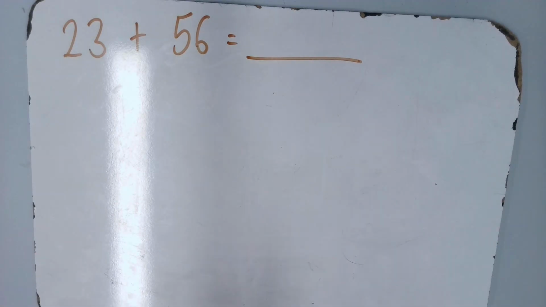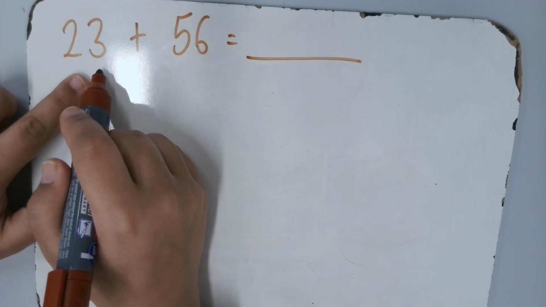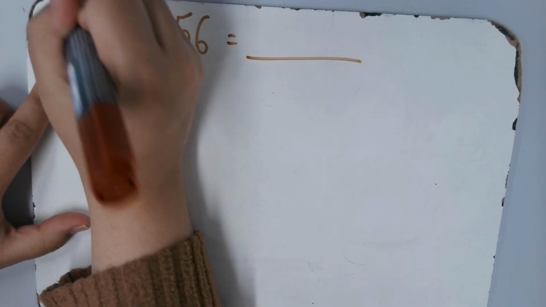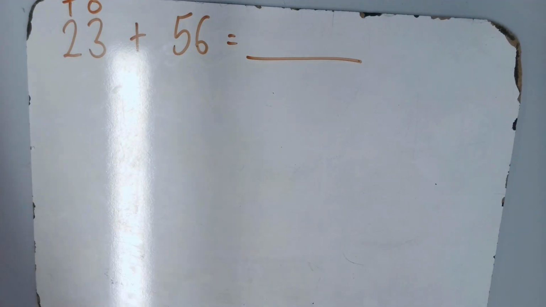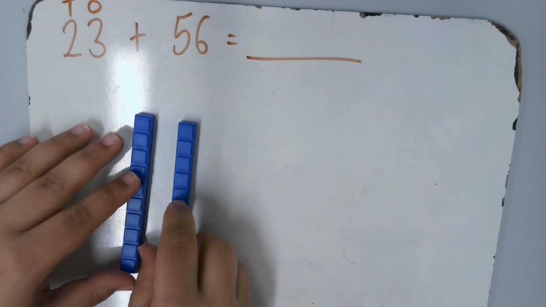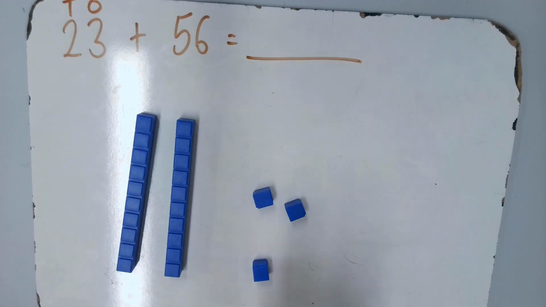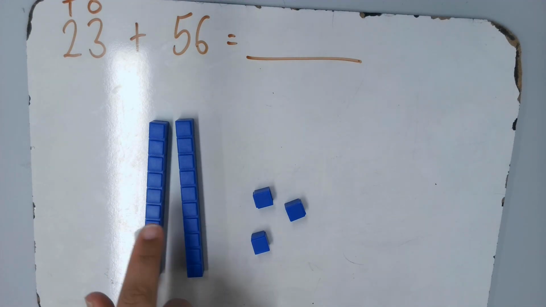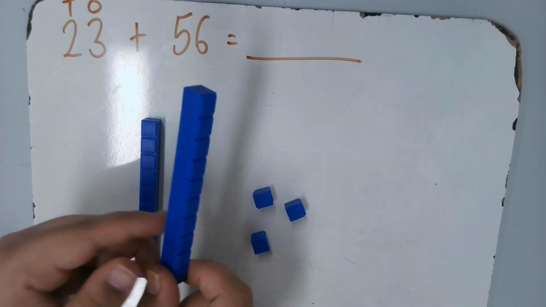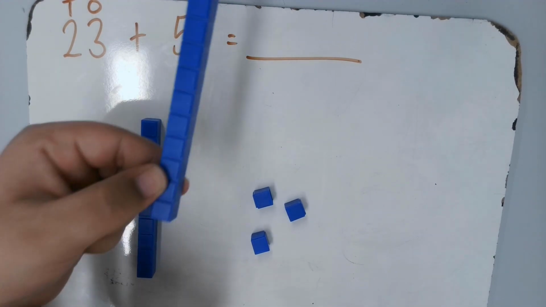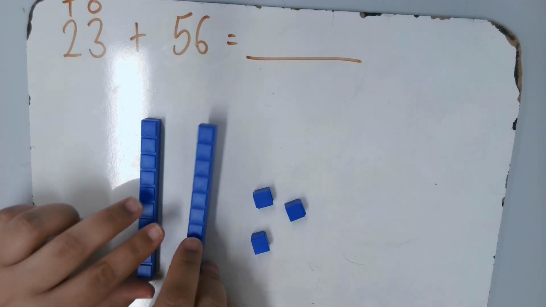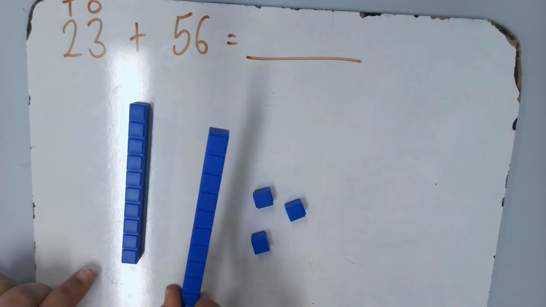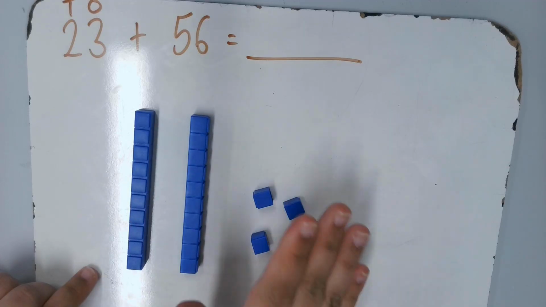Now, the first thing that we're going to do is label our tens and label our ones. In 23, there are 2 tens and 3 ones. Because remember, 23 is 2 tens and 3 ones. 20 and 3. Remember, it's not 20 tens. 20 tens would mean you've got 20 of these, which would actually be 200. It's just 2 tens because 10 and 10. 2 tens, 3 ones.